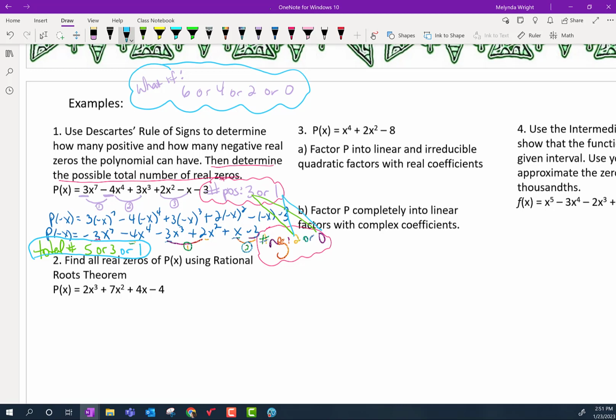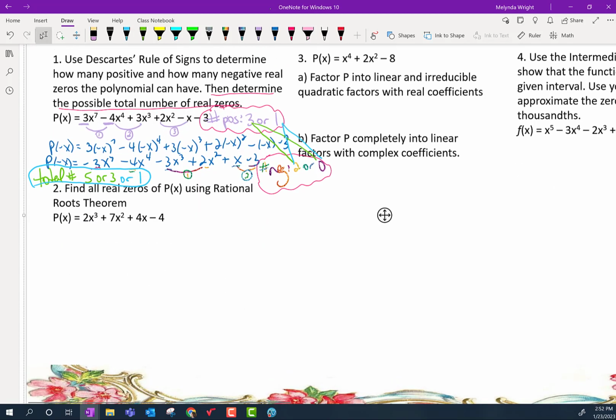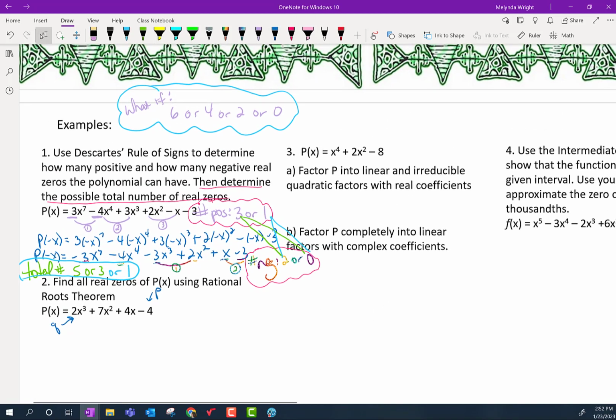Okay, number 2, we're using the rational roots theorem, P over Q. There we go with our lovely P over Q. So this number is P, and this number is Q. The constant is P, the leading coefficient is Q. We need all the factors of P and all the factors of Q, and then we make a fraction out of them.